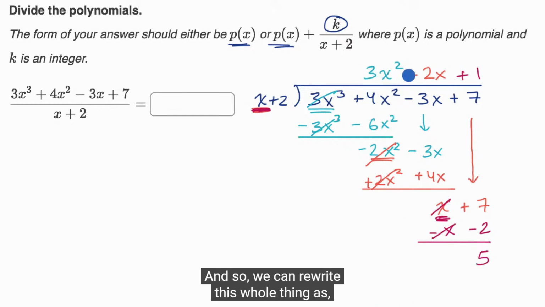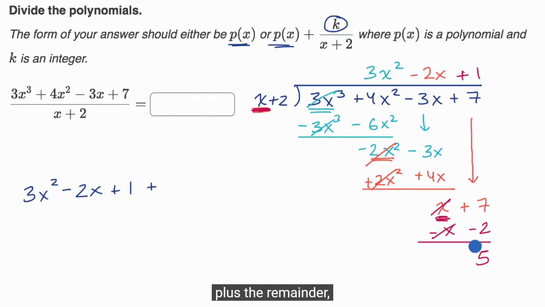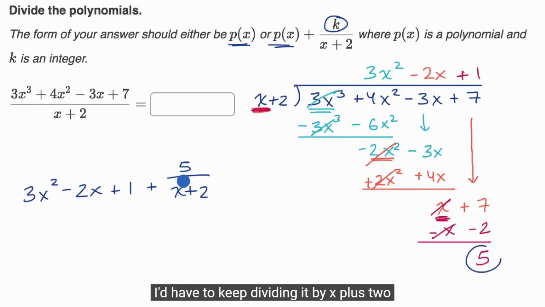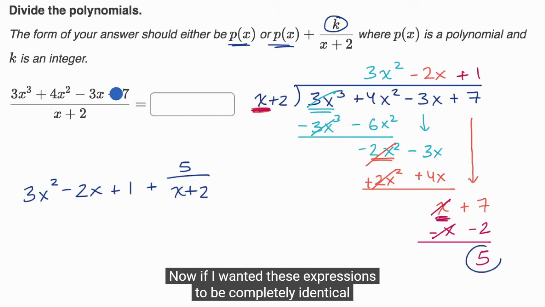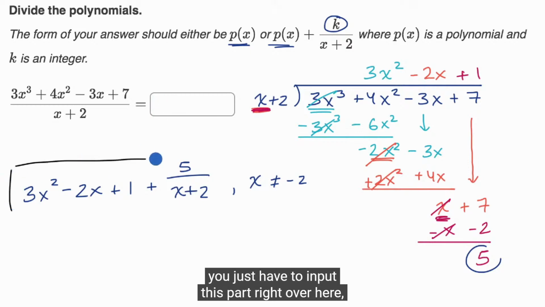And so we can rewrite this whole thing as, just a little bit of a drum roll, 3x squared minus 2x plus 1 plus the remainder, 5 over x plus 2. One way to think about it is, I have this remainder, I'd have to keep dividing it by x plus 2 if I really want to figure out exactly what this is. Now, if I wanted these expressions to be completely identical, I would put a condition on the domain that x cannot be equal to negative 2, because if x was equal to negative 2, we'd be dividing by 0 here. But for the purposes of this exercise, you just have to input this part right over here.